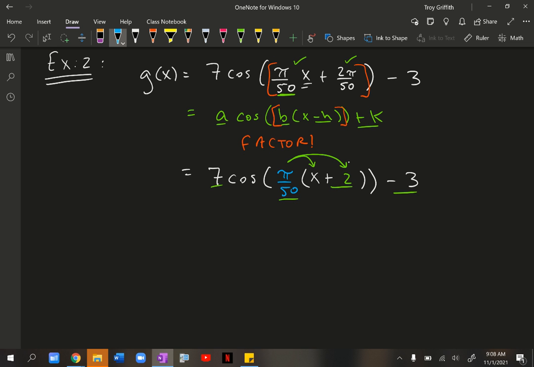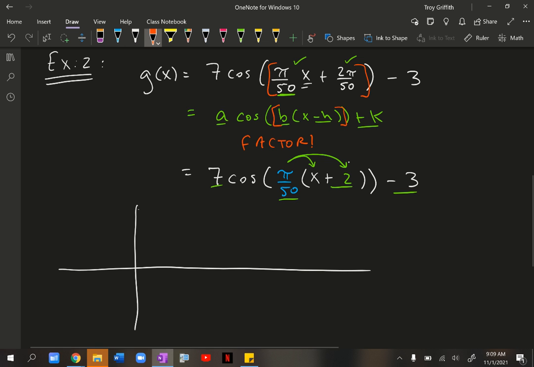Again, I promise the numbers are going to work out a lot nicer on this one. Let's label some things. Remember I mentioned on the last one, normally the highest and lowest values that this graph would get to would be 7 and negative 7. However, everything here gets shifted down 3. So the highest is usually 7, but it gets shifted down 3.